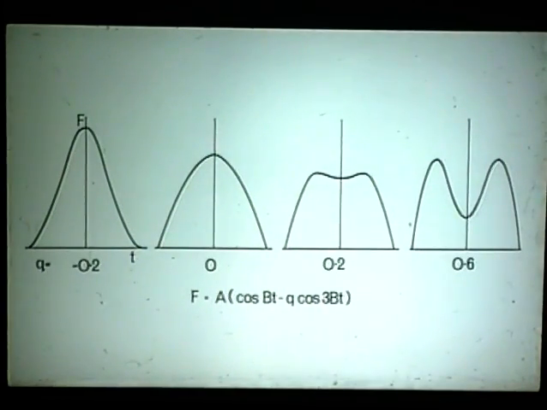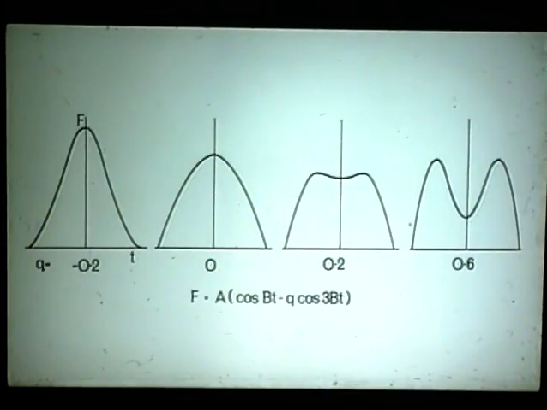Let's plot out half a cycle of that function for different values of the constant q. If we make q equals 0, then that's the second picture from the left. Then obviously what we get is half a cycle of a cosine curve. If we give q positive values, we get two humped curves, as in walking. And the bigger the value of q, the more markedly two humped the pattern is.